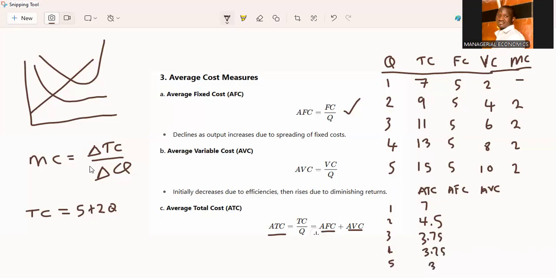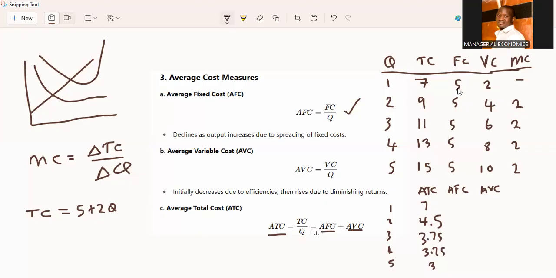So you can see that our average total cost is downsloping. It's dropping from 7, going downwards to 3. So it has a downward trend. Okay, so you need to also know how these curves look like. So the average total cost is downsloping, goes down.